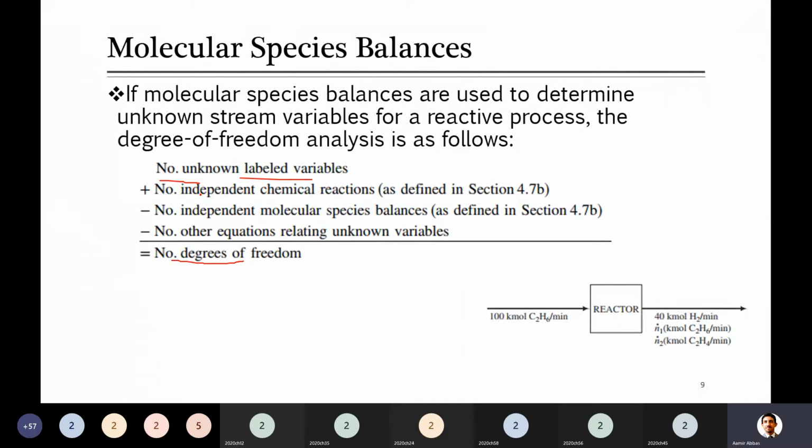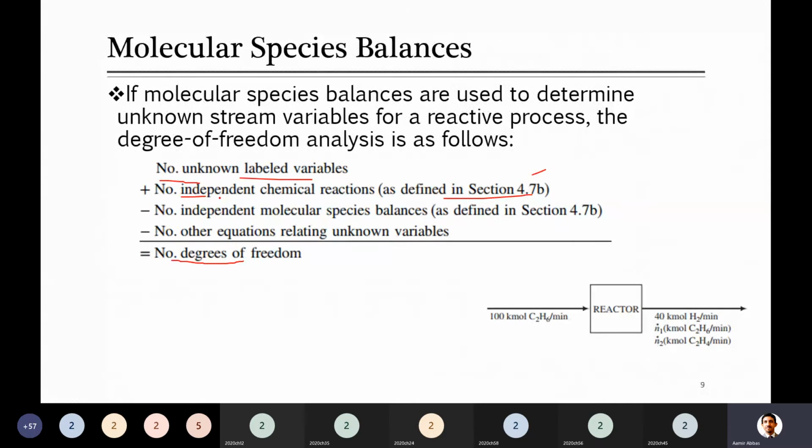Independent chemical reactions also mean that the reaction equations are sometimes dependent on each other. So just go through this section, please, section 4.7b. I will advise you to go through the book and look at the few examples he has given, where sometimes reaction equations are also not independent. And you know what independent or dependent means?